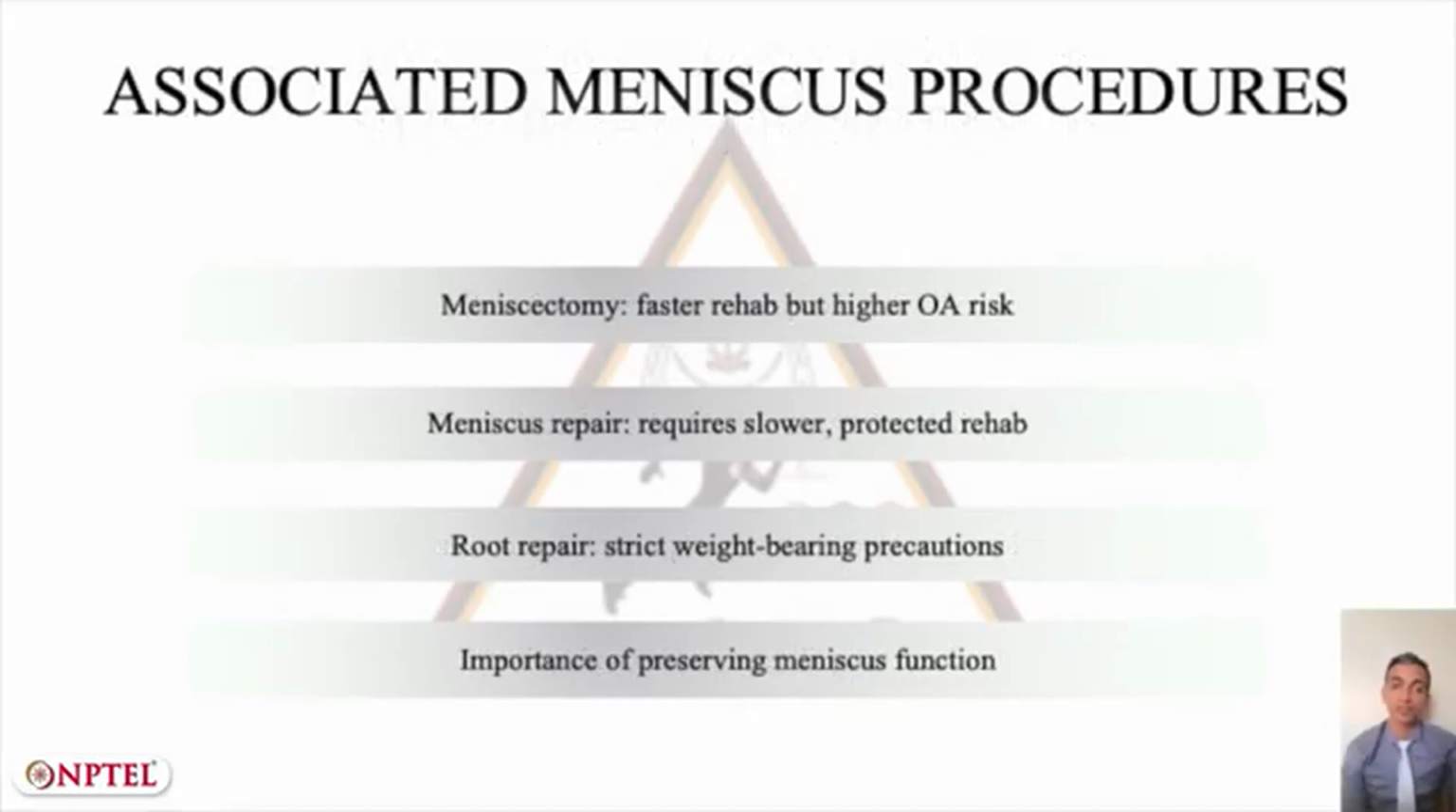When the meniscus is repaired, the timeline for rehab slows down. Weight bearing and knee flexion are restricted initially to protect the repair. In contrast, a partial meniscectomy allows faster progression but carries long term osteoarthritis risk. Root repairs are even stricter, often with bracing and limited weight bearing for weeks.